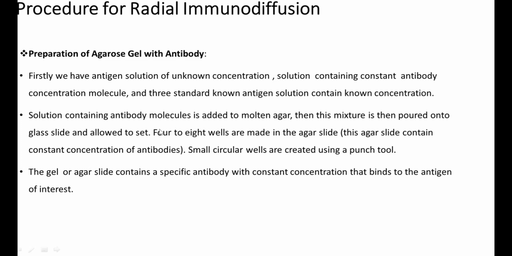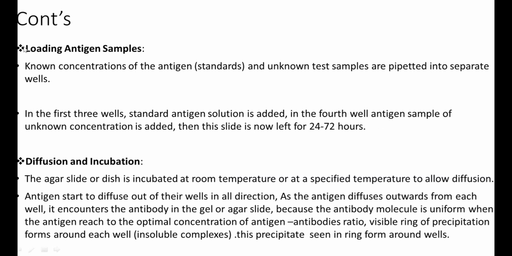Once settled, we make 4 or 8 wells using the punch tool on the agar slide. The agar slide contains a constant amount of the antibody which is going to react with the antigen from the well. That is the first step in radioimmunodiffusion, where we prepare the agar slide which contains the antibodies. Then the second step is loading the antigen sample.